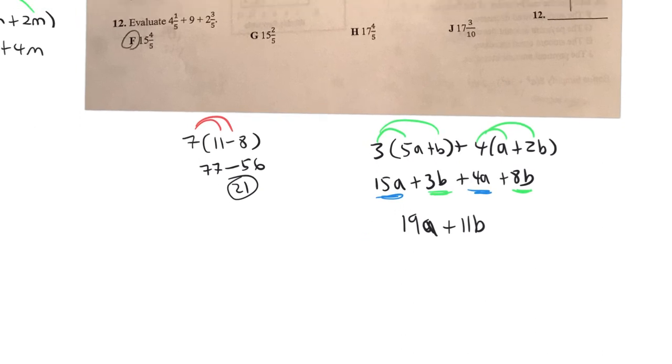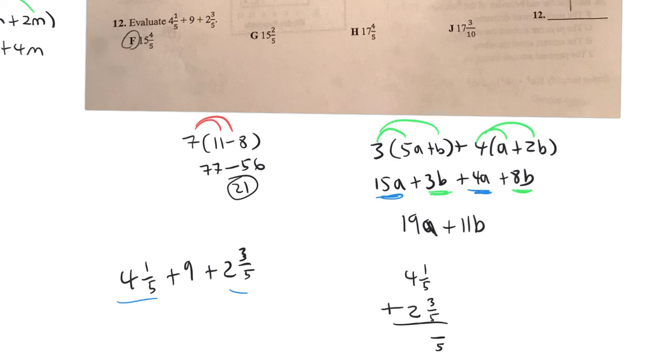Problem number 12. Evaluate 4 1/5 plus 9 plus 2 3/5. If you're presented with a problem like this, I would add the mixed numbers first. Now, one way of adding 4 1/5 to 2 3/5 is to stack them and kind of go old school with it. When you add the fractions, 1/5 plus 3/5, you keep the denominator and add the numerators. And then you get a 4 plus 2, which is 6. So really, the blue guys become 6 4/5.